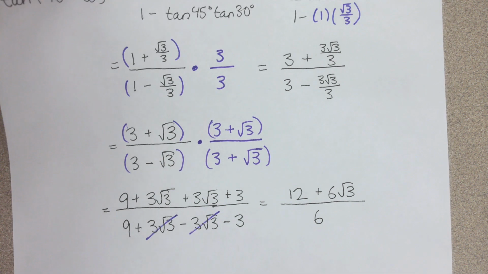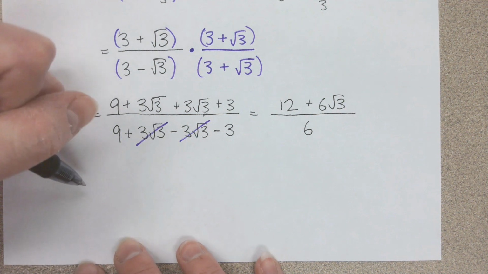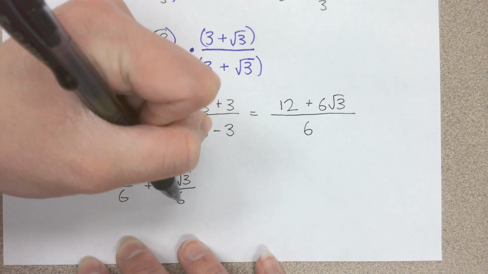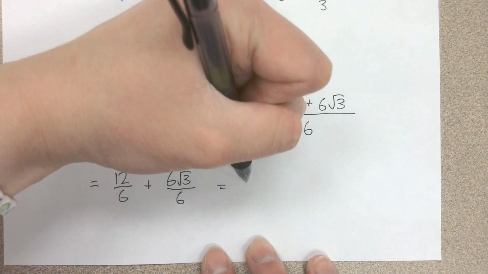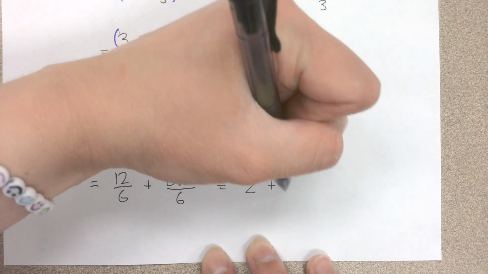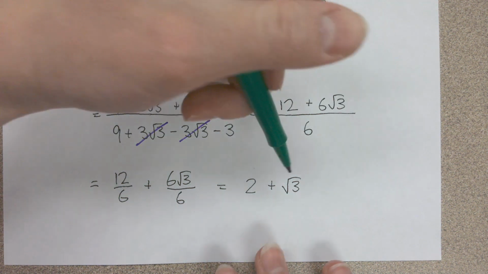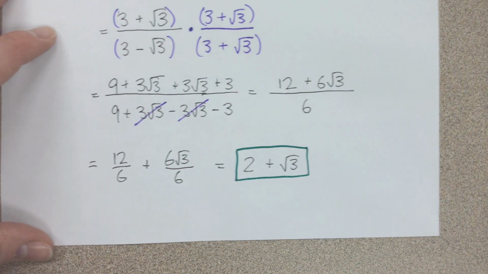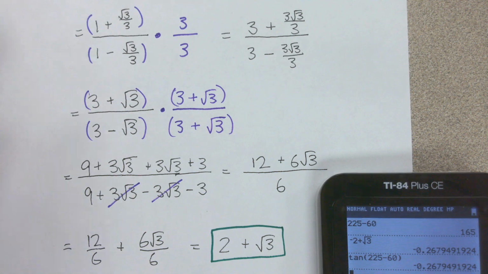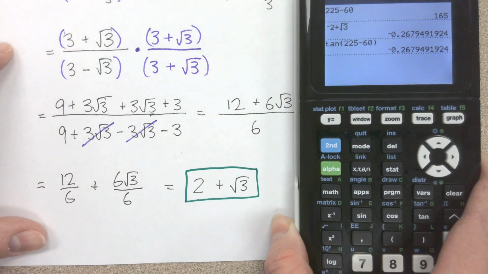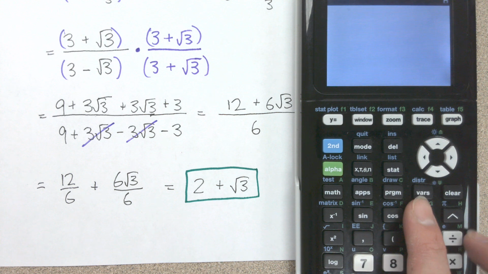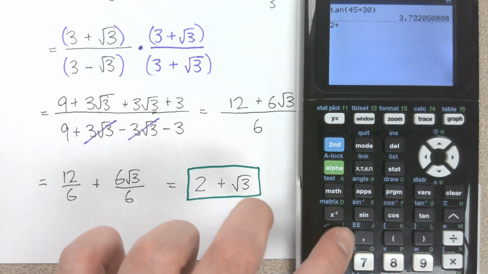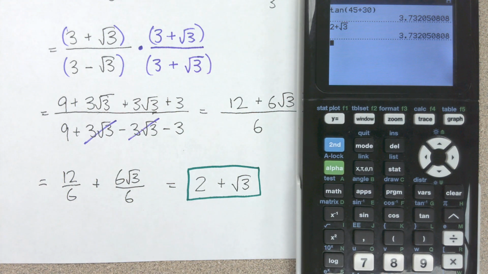Lastly, we need to reduce, and I'm going to separate those first to avoid mistakes. So we have 12 over 6 plus 6 rad 3 over 6. 12 divided by 6 is 2. And then the 6 is canceled. 2 plus rad 3. And last but not least, check with the calculator. So the question was tangent of 45 plus 30. And we got 2 plus the square root of 3. And they match. So we're good.